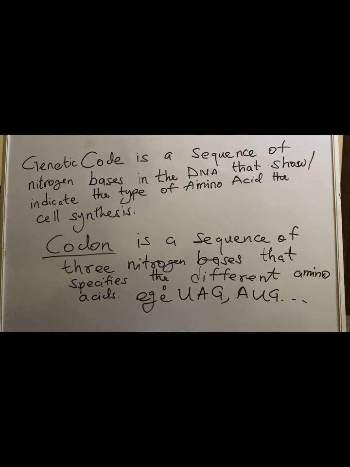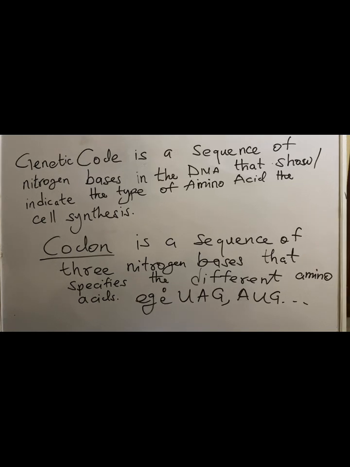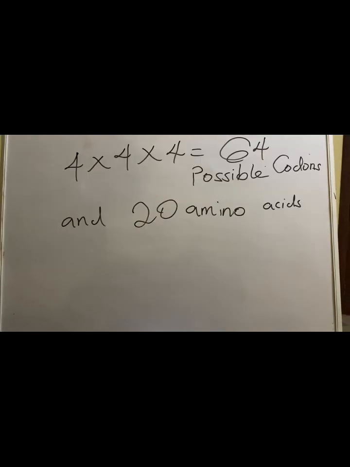So let's look at the codon. Here is the sequence of 3 nitrogen bases that specify the different amino acids in the DNA molecule. For example, we have the UAG and the AUG. There are 64 possible codons and 20 amino acids, which we are going to learn going forward in the table, and we'll find some simple tricks to get it done.